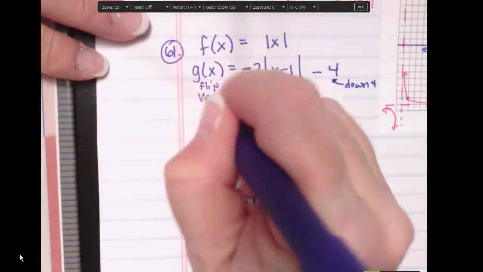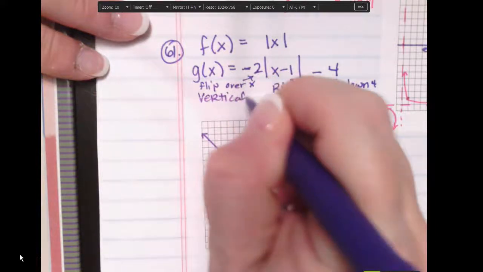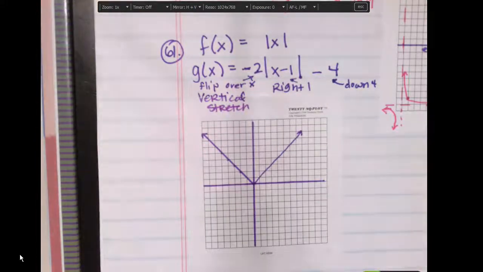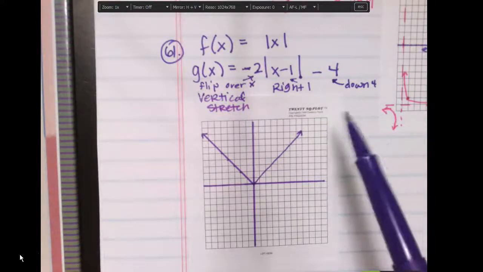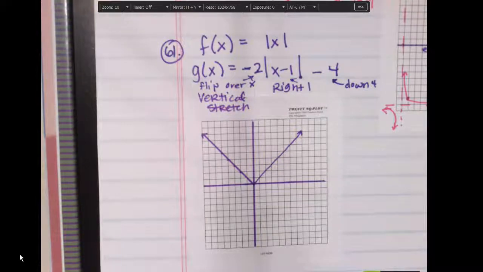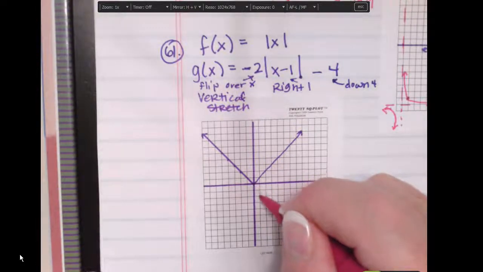So let me just write that. Vertical stretch. Okay, so let's move our vertex first. So right 1 and down 4 is going to go right 1, down 4.